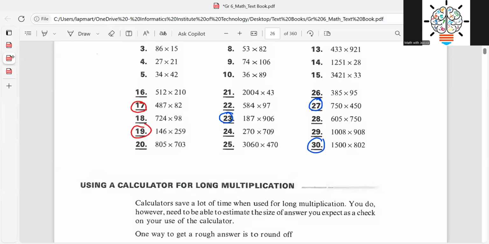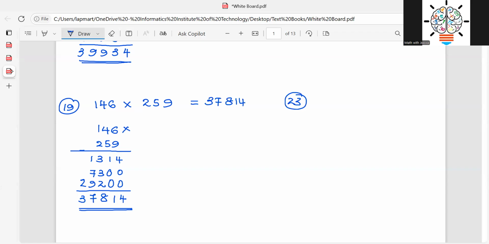In 23 we have 187 and 906. So then here I gave you this question with the purpose to show you something, children. 187 when you multiply by 906. So then this is what we do. 187, 906. So then here, when you multiply 187 by 6, it gives me 1122.